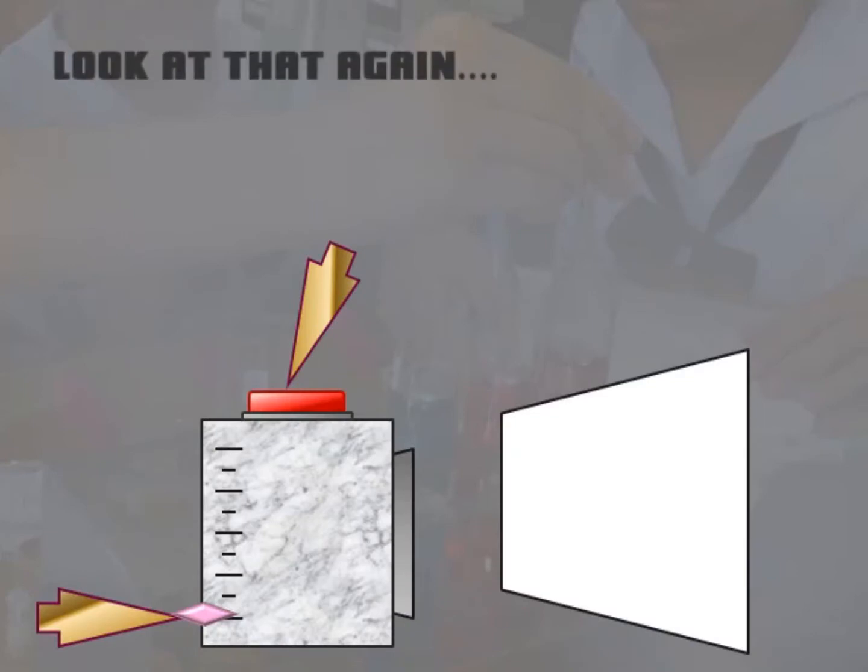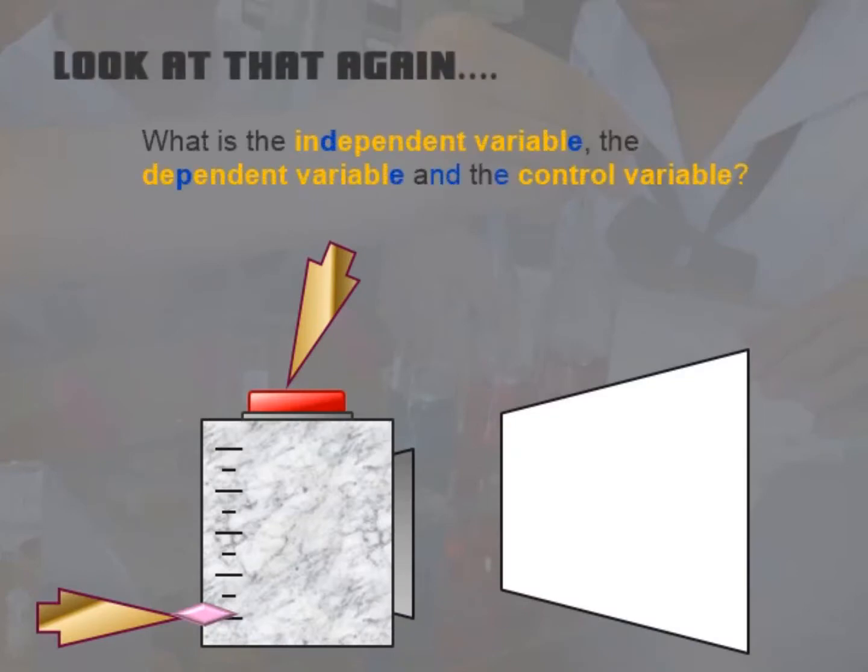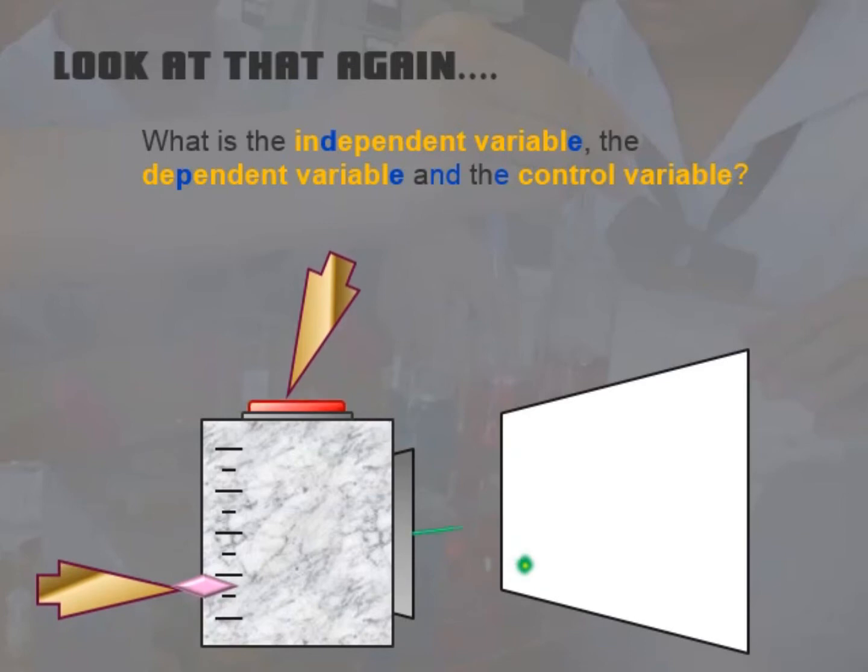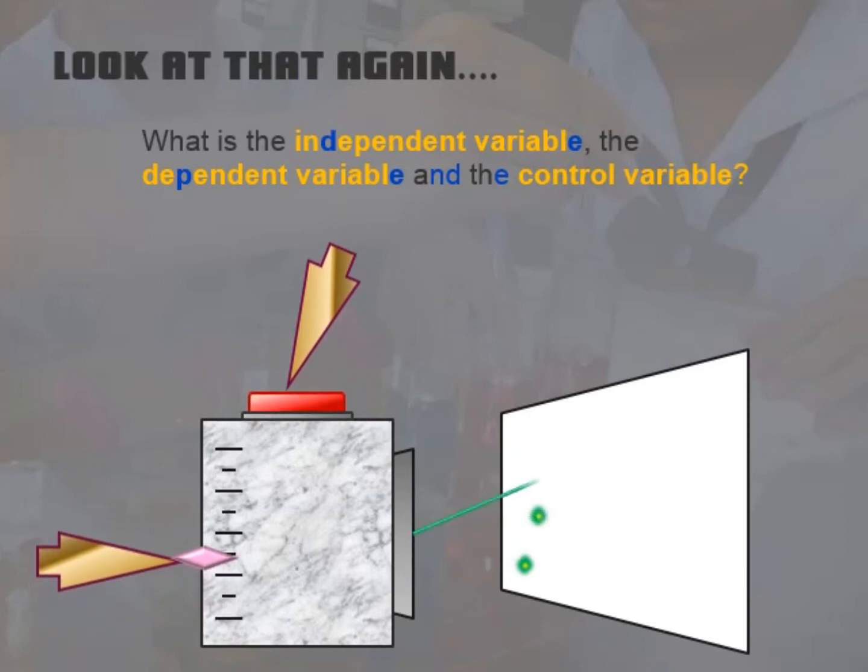So let's just have a quick look at our box again. What is the independent variable here? And what is the dependent variable? And what is the control variable? So just answer that to yourself.